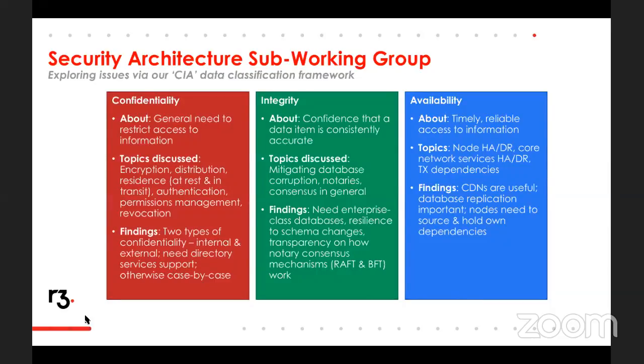If we look at the confidentiality dimension, first of all, this is the most obvious one that people think of when they're thinking about information security, the need to restrict access to information, so ensuring privacy. This, as anyone who's familiar with Corda's design will know, goes right to the heart of what Corda offers. But in drilling down into the confidentiality dimension, we've been able to cover such topics as the appropriate use of encryption, the appropriate way that various data assets can or should be distributed around a Corda network. We've been looking at where data resides, be that at rest on hard drives in different locations or in transit on the wire. And we've been looking at authentication.